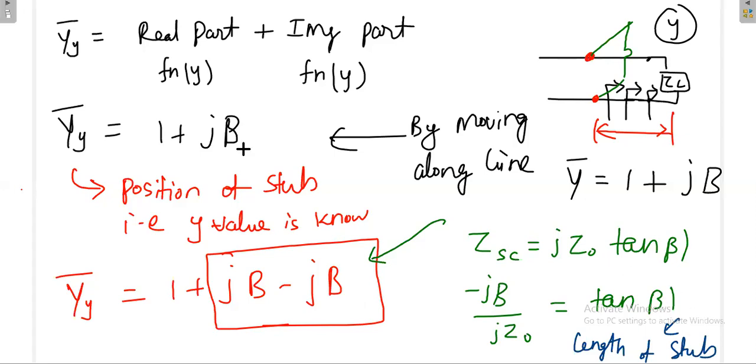So now you know two things. What is the position of the stub? What is the length of the stub?